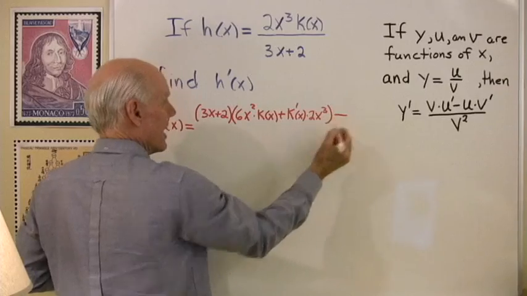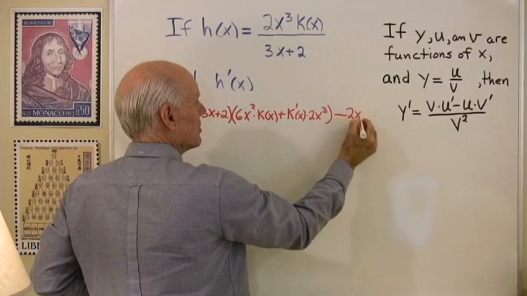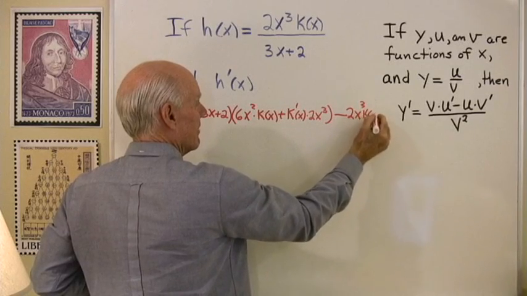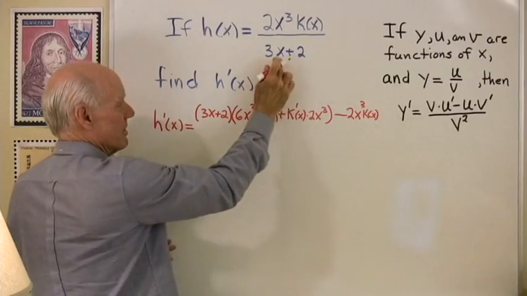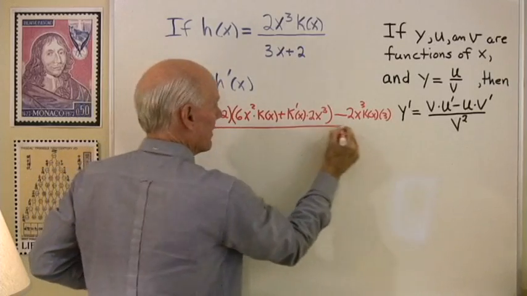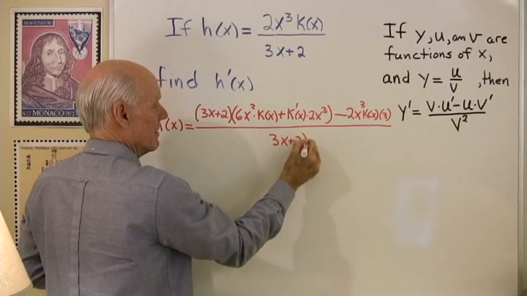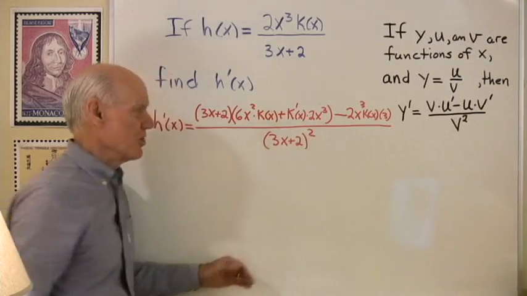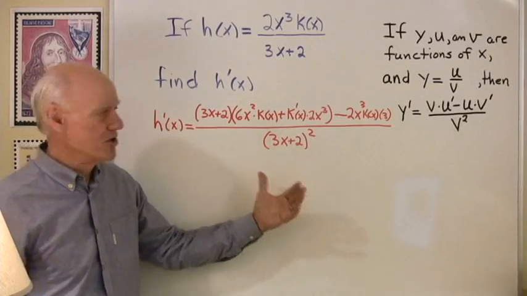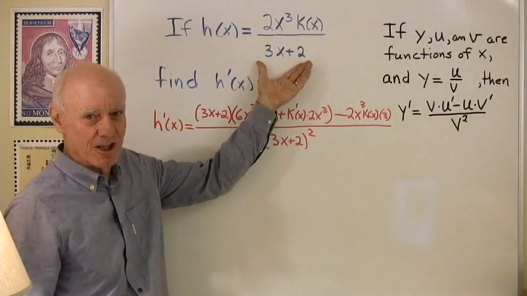Now I have to subtract off the numerator, 2x cubed, k of x, times the derivative of the denominator, which is just 3. All of that then is divided by the denominator squared. So if you get this far right here, it means that you know how to apply this formula right here to an expression that looks like this.